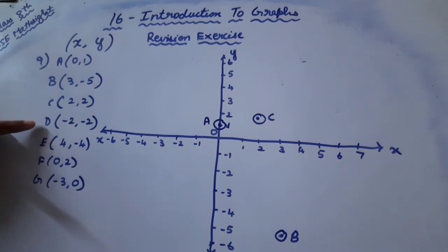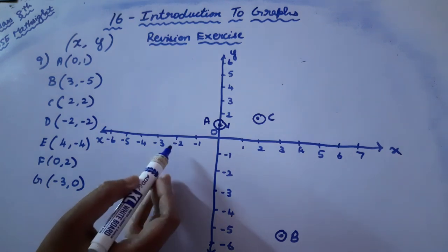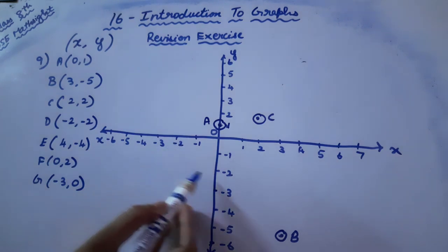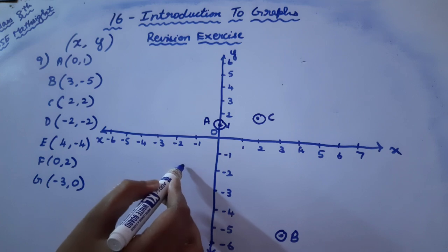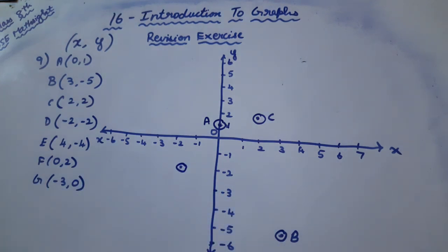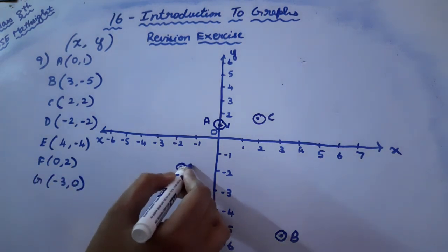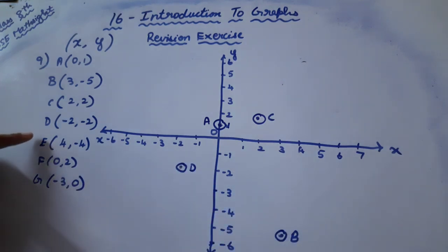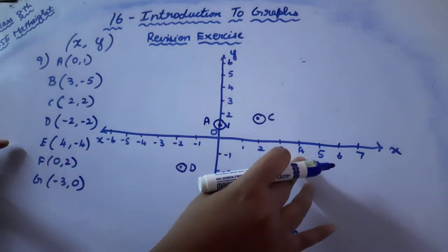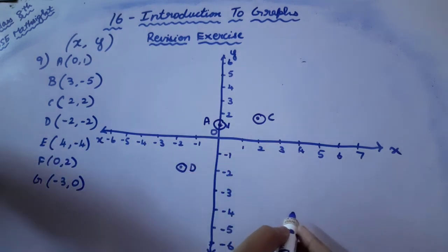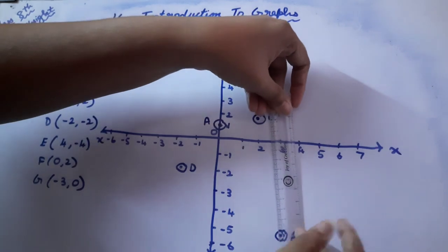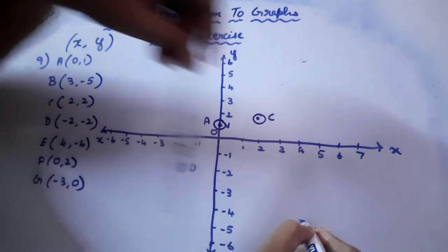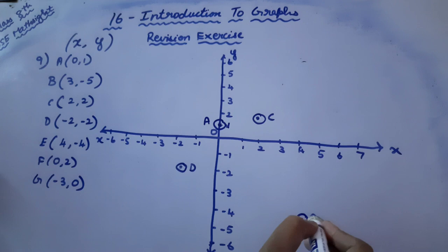Point D (-2, -2). Both values are negative, so it lies in the third quadrant. So x-axis -2 and y-axis -2. (-2, -2) lies in the third quadrant. We can plot the point and name it D. Next we have E (4, -4). So on the x-axis we have 4 and on the y-axis -4. We can use our scale. So (4, -4), we can plot our point over here. Point E, which is (4, -4).